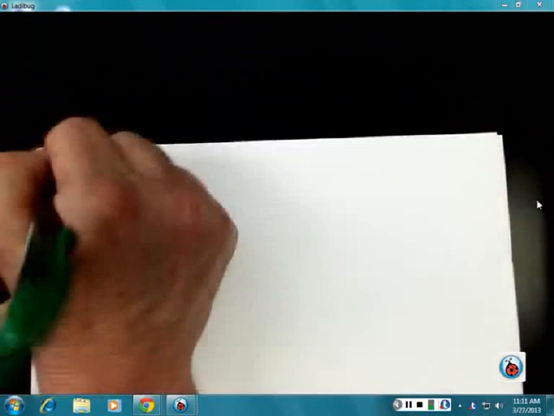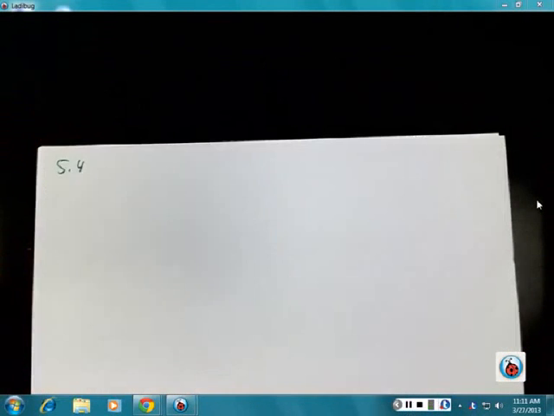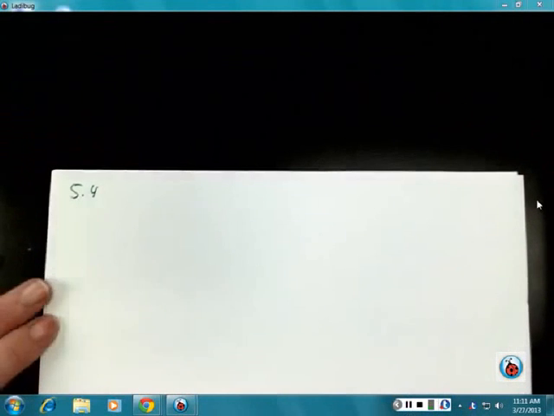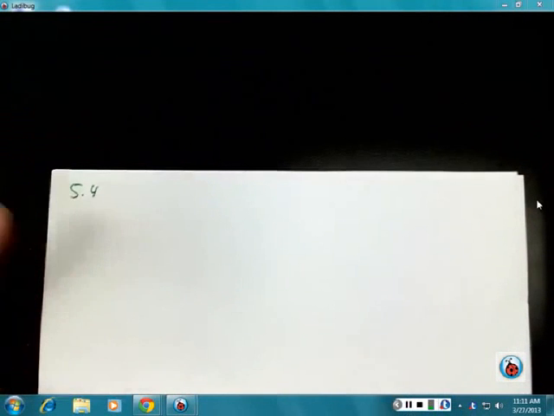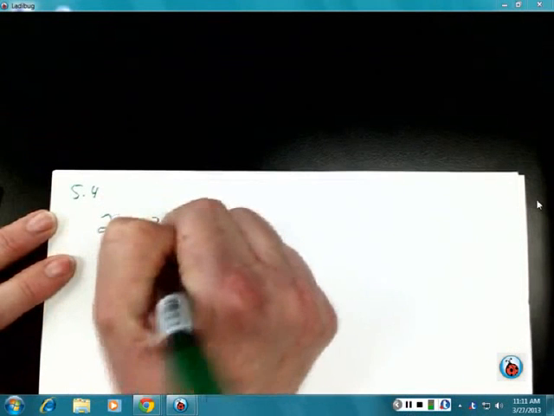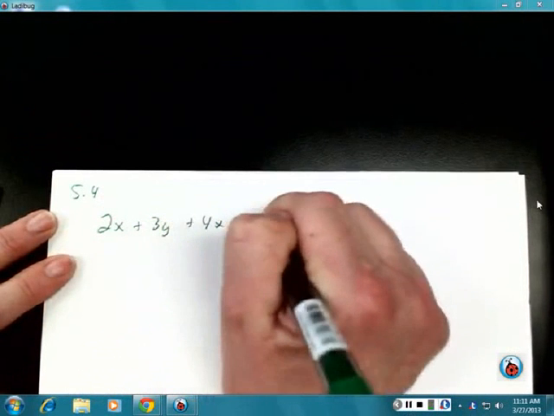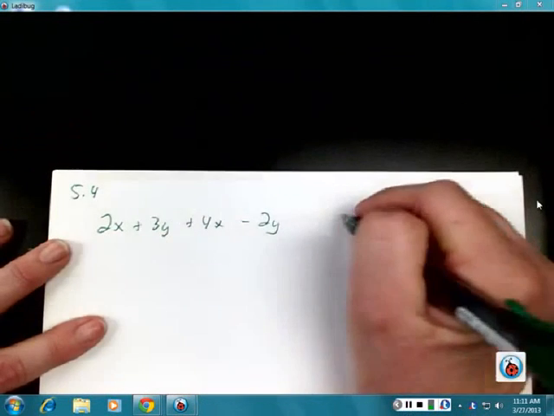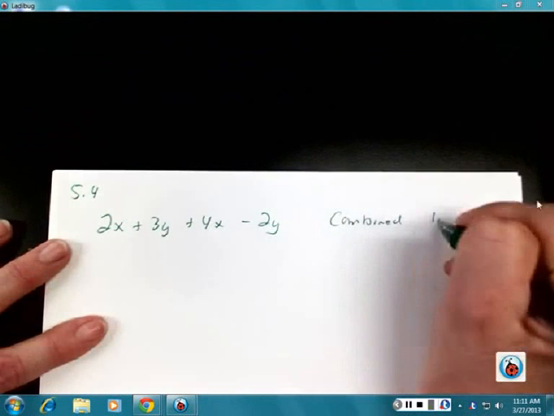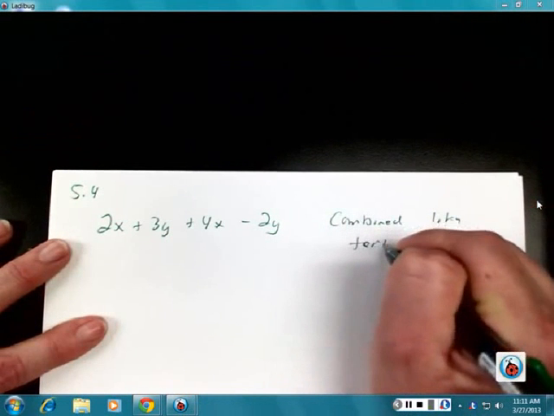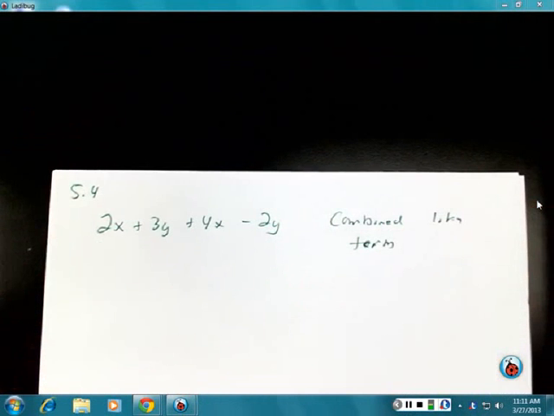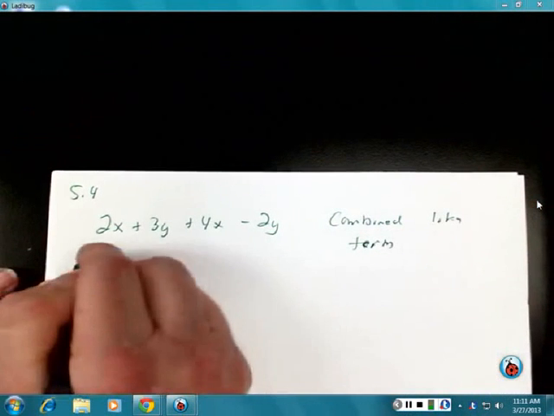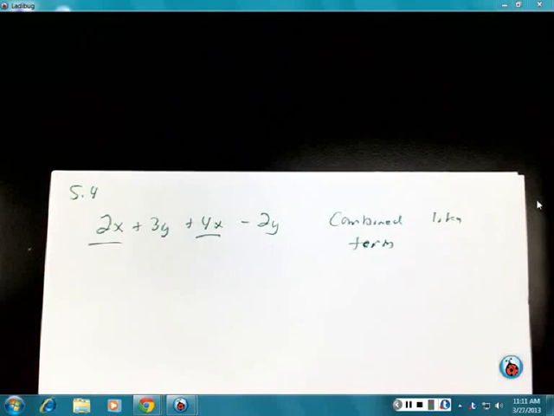Last section for this time is going to be 5.4. And we did this back in chapter 2, I think it was, where we had something like 2x plus 3y plus 4x minus 2y. And what we did is we combined like terms. When we did that back in chapter 2, we had to go through and find like things. They had to match each other by variables.